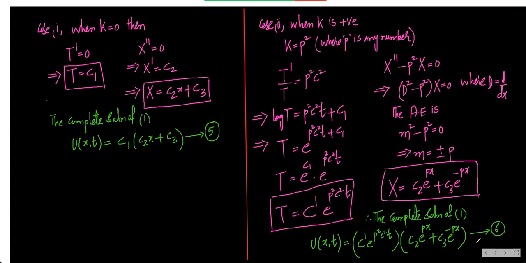We have one more case to deal, that is called case number 3, when k is negative. When k is negative, it means that we have to take k is equal to minus p square, where p is any number.